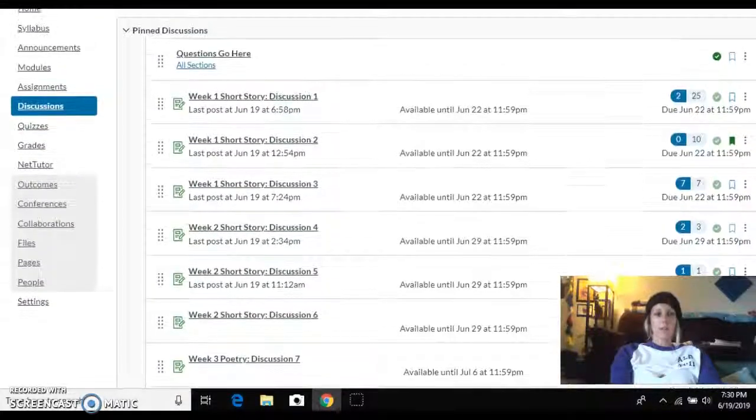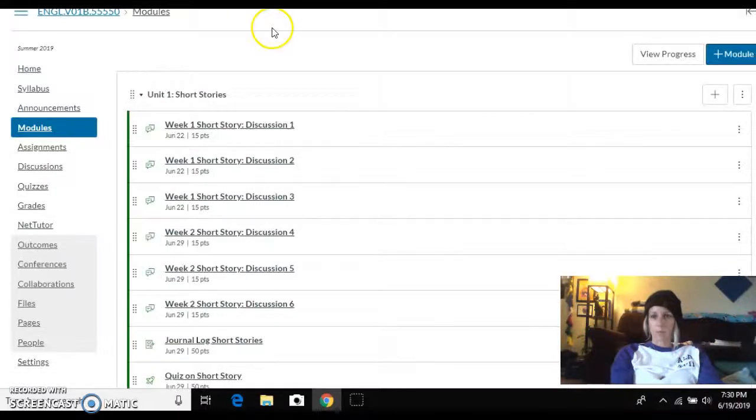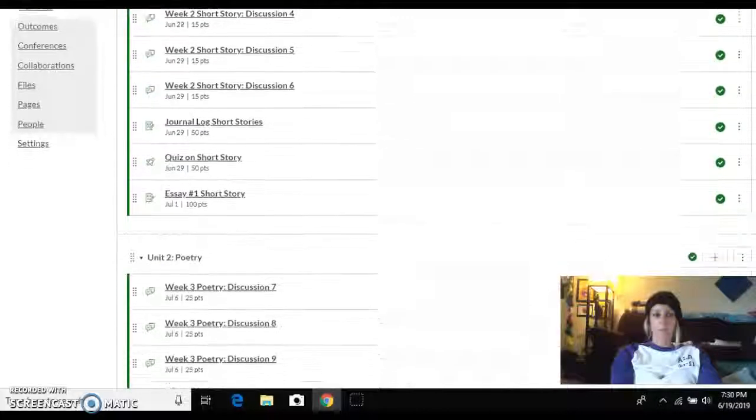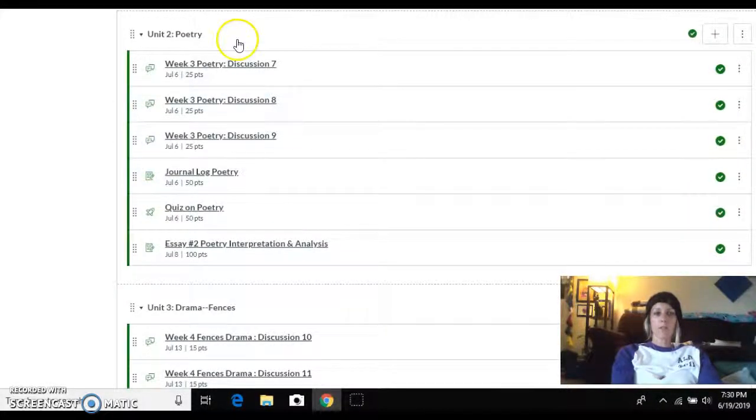There's also, if you back up for a second, you look at modules and you're looking at units, the chunkable units for each course. Remember, there are 4 of them. The second one is poetry. Unit 2, this is what's happening for Unit 2.